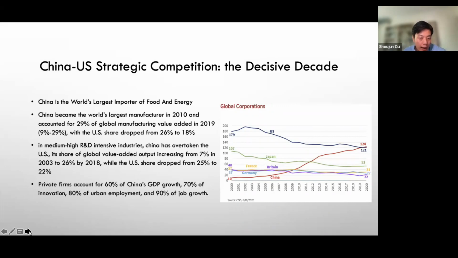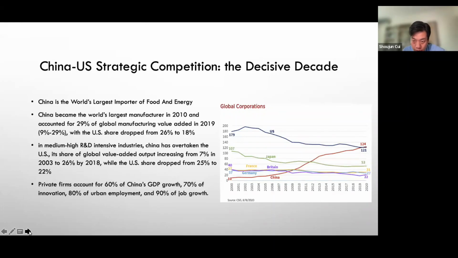So in medium-high research and development intensive industry, China has overtaken the U.S. Its share of global value-added output increased from 7% in 2003 to 26% by 2018. In the meanwhile, the world witnessed a drop for the U.S. from 25% to 22%.